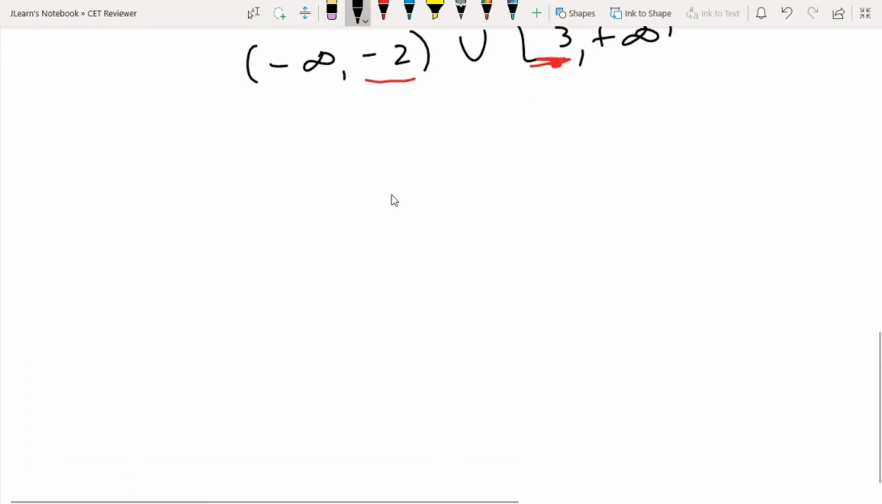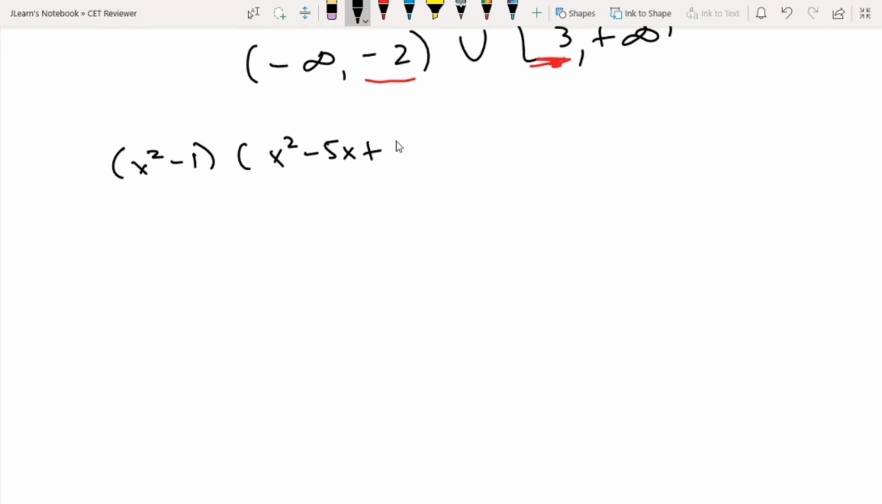So, let's do another example. Medyo mas mahirap-hirap naman, no? So, let's say x squared minus 1 times x squared minus 5x plus 6 all over x squared minus x minus 2 should be less than 0, no? So, pagka ganito, nakakatakot, no?